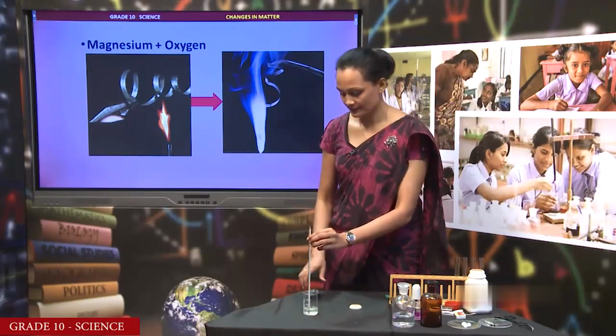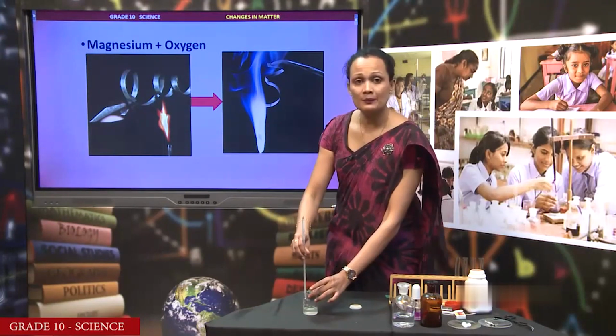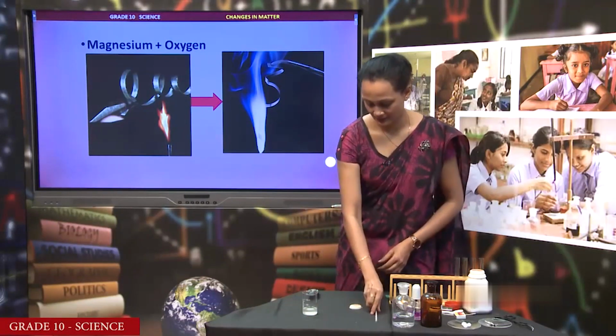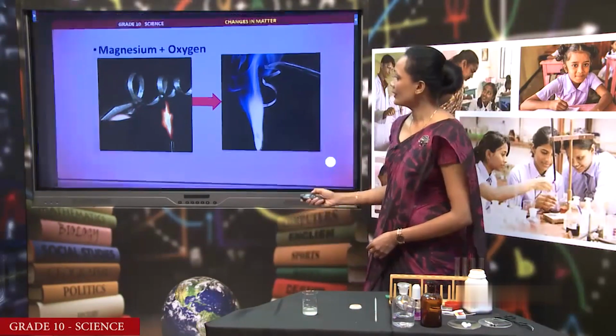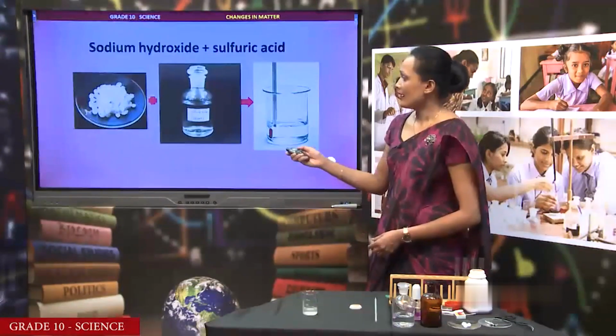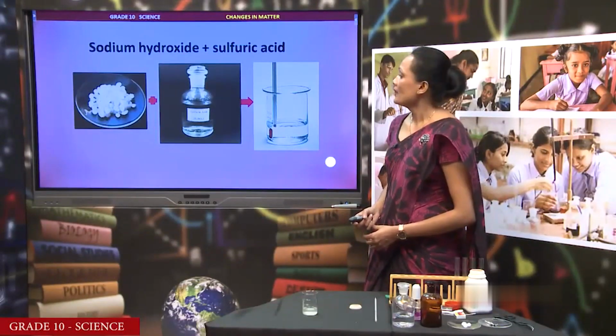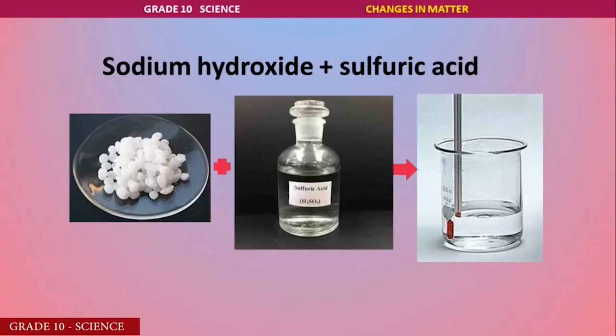So look at this one. I am going to take the thermometer out. I am taking sulfuric acid and also sodium hydroxide. First I am taking the temperature reading of the sulfuric acid. After that I put the sodium hydroxide into it and measure the temperature. At that time the temperature increases. That means a change occurs in those two substances.